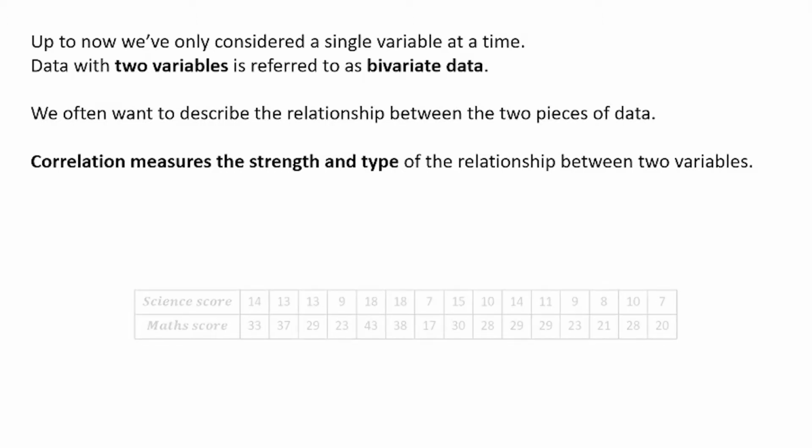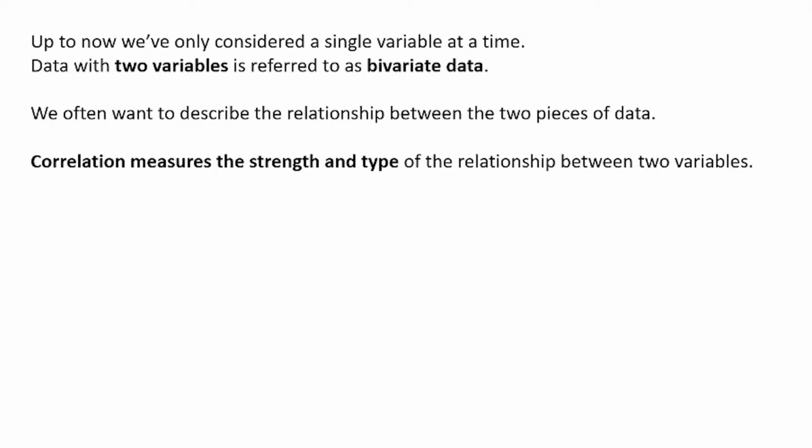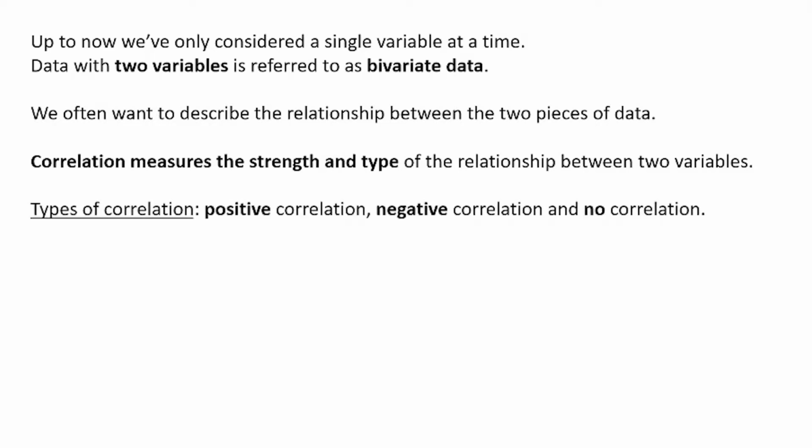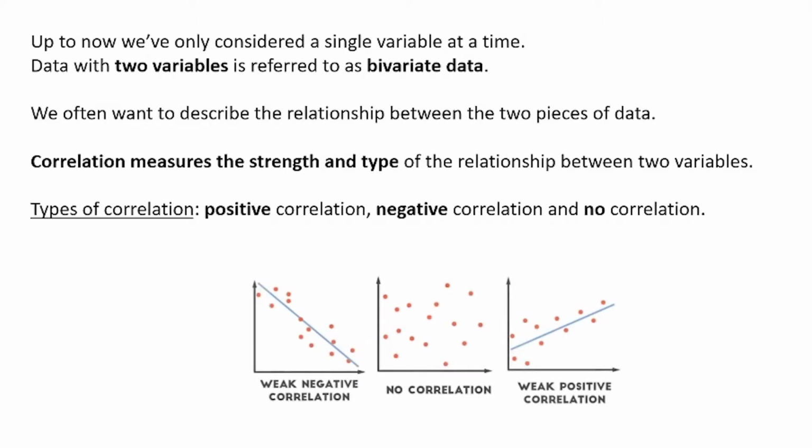The type of correlation is a qualitative assessment. We give it an adjective to describe what type of correlation we have. And there's three types. There's positive correlation, where one variable increases and the other variable increases also. Negative correlation, where as one variable increases, the other one decreases. Or no correlation, where there's no clear understanding of the relationship between them.